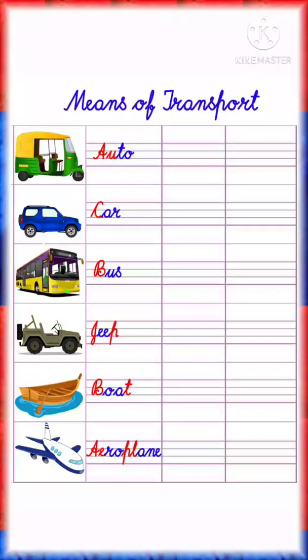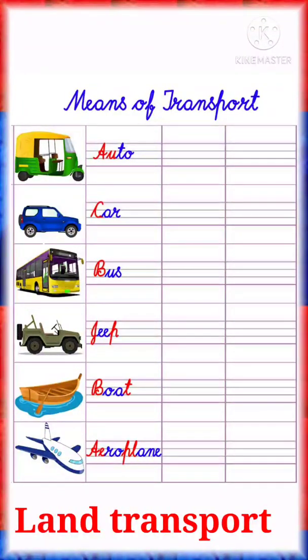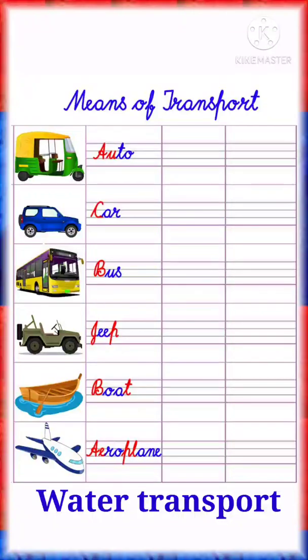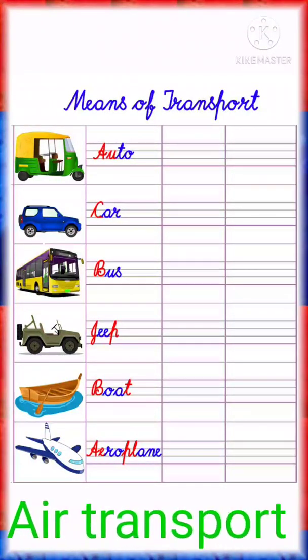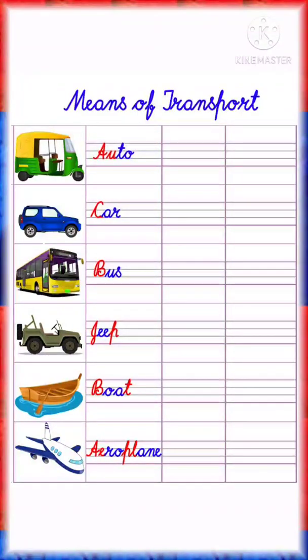Children, there are three types of means of transport. Land transport, which moves on land. Water transport, which sails on water. Air transport, which move in air. Now let's see example of means of transport, and later on we will learn spellings also.